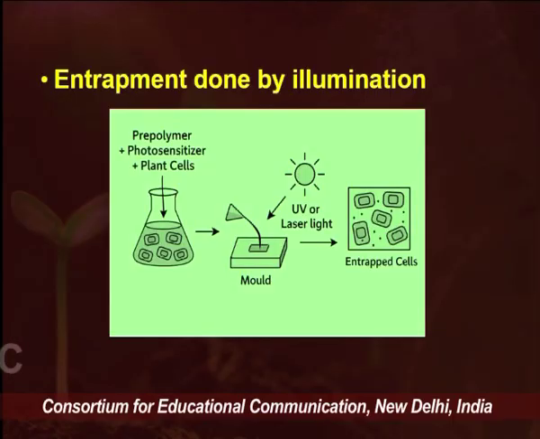Now in this diagram you can see the entire process of entrapment or immobilization of the cells with the help of illumination, or light, on which these photosensitive resins or pre-polymers work. So we take a mixture of plant cells along with the photosensitizer or the pre-polymers, and this mixture is then poured into suitable molds and is exposed to near UV light. Once they are exposed to near UV light, these pre-polymers get jellified, thereby entrapping the cells.